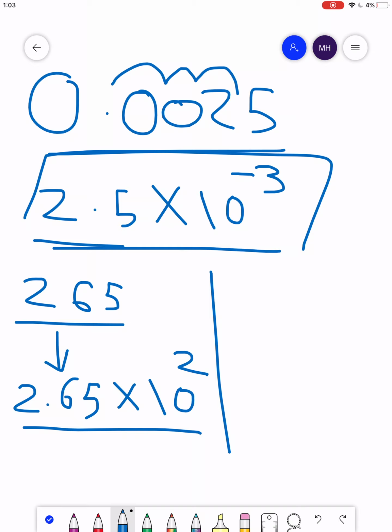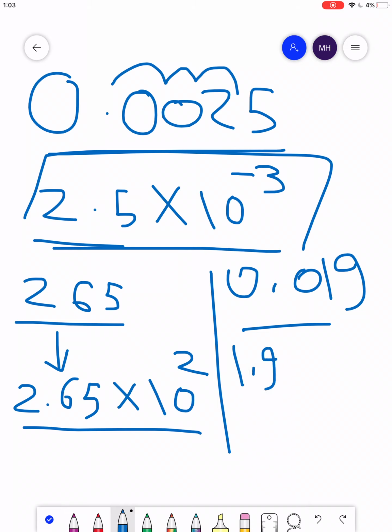But in the small numbers, for example, 0.019, I write it as a number between 1 and 10, it becomes 1.9. Always, guys, I keep one digit to the left. Multiply 10 power what? I move to the right 2 steps, so it's negative 2 because I move to the right.